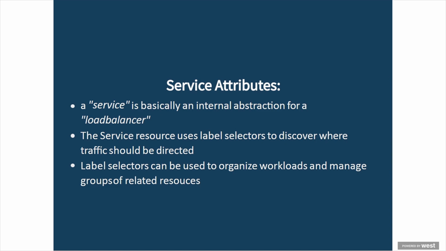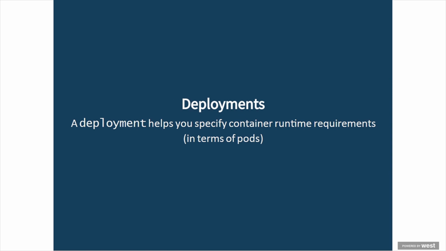A service is basically an internal abstraction for a load balancer. The service resource uses label selectors to discover where traffic should be directed within the cluster. Label selectors can be used to organize workloads and to manage groups of related resources. Deployments are a specific resource type in Kubernetes. This means that the operation of delivering your software is now something that is entirely standardized and designed to help provide zero downtime while updating stateless applications.